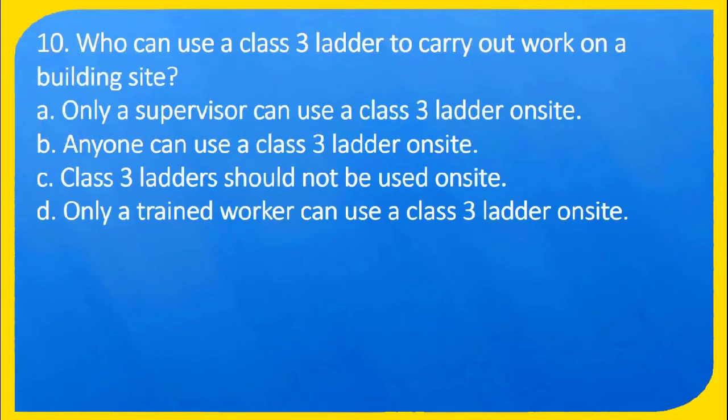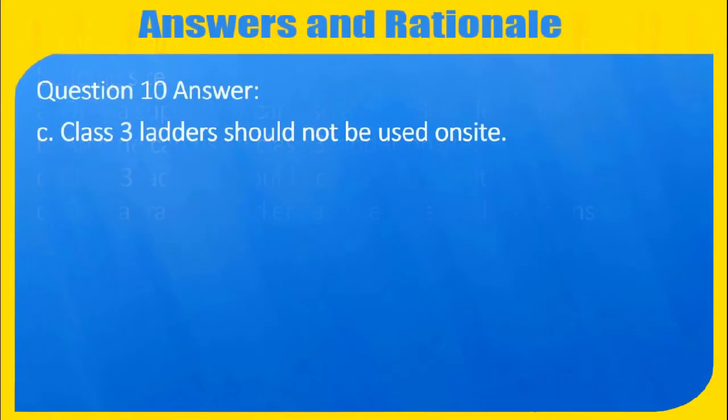Question 10. Who can use a Class 3 ladder to carry out work on a building site? A. Only a supervisor can use a Class 3 ladder on site. B. Anyone can use a Class 3 ladder on site. C. Class 3 ladders should not be used on site. D. Only a trained worker can use a Class 3 ladder on site. Question 10 answer, C. Class 3 ladders should not be used on site.